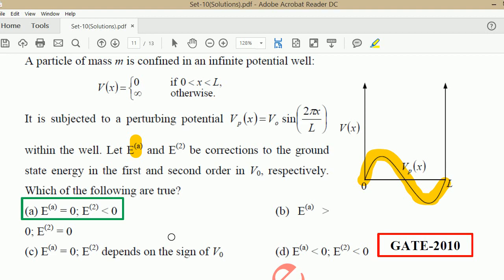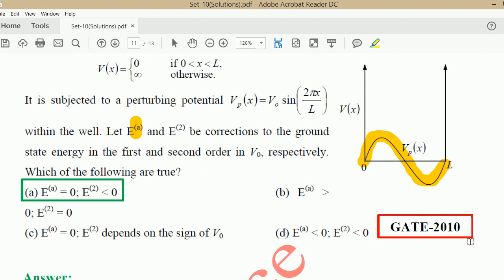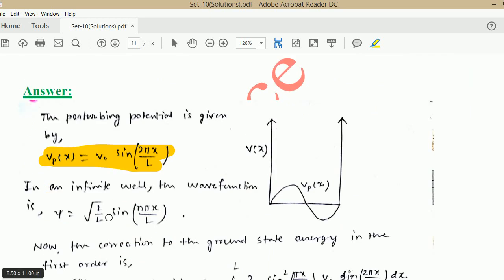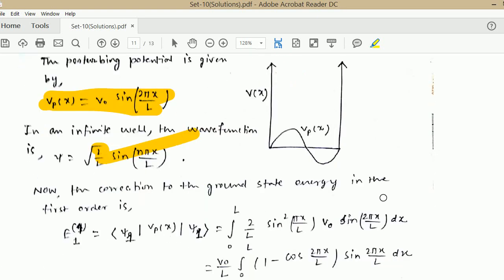This is a very good question. It came in GATE 2010. The perturbing potential is given by Vp(x) = V0 sin(2πx/L). In an infinite well, the wave function is root over 2 by L. This is not 1, this is √(2/L) sin(nπx/L). Now the correction to the ground state energy in the first order, E1.